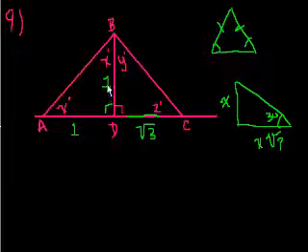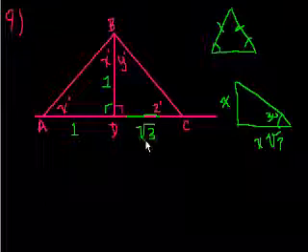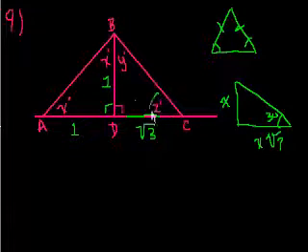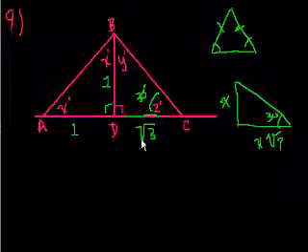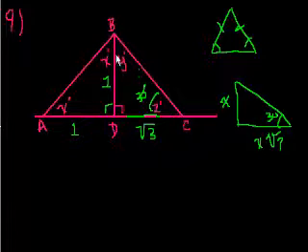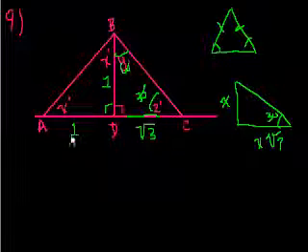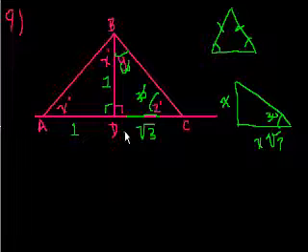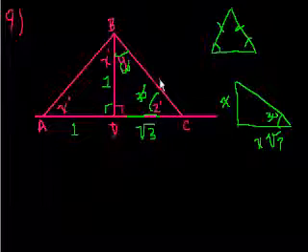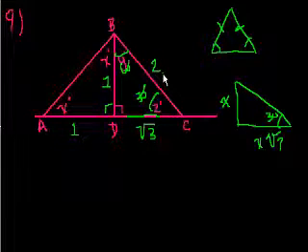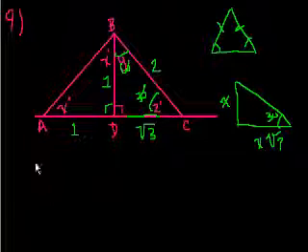So this side is 1. This side is 1 times the square root of 3. So Z must be 30 degrees. It's a 30, 60, 90 triangle. And if they asked you why, this would have been 60 degrees. And then, if you wanted to know what this side would have been, it would have been 2, just using 30, 60, 90 triangles. All right. Let's move to number 10.